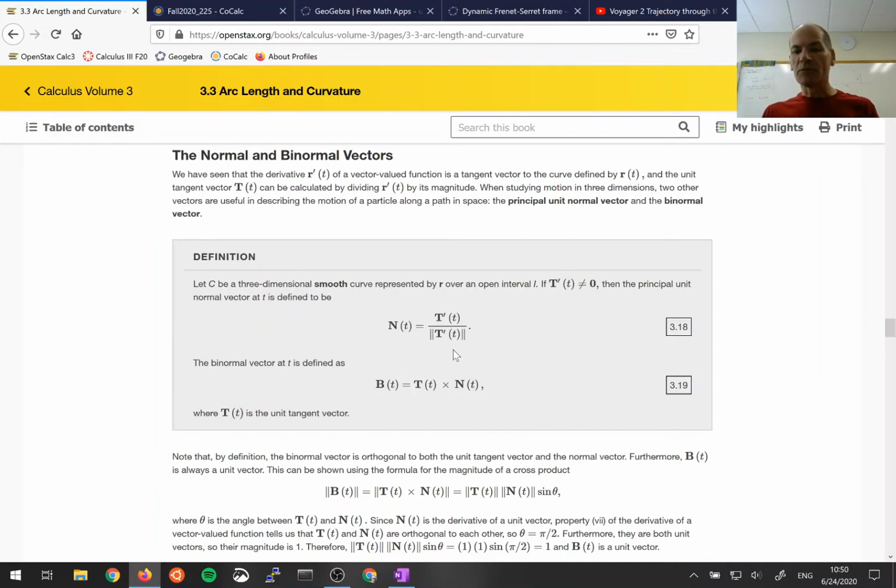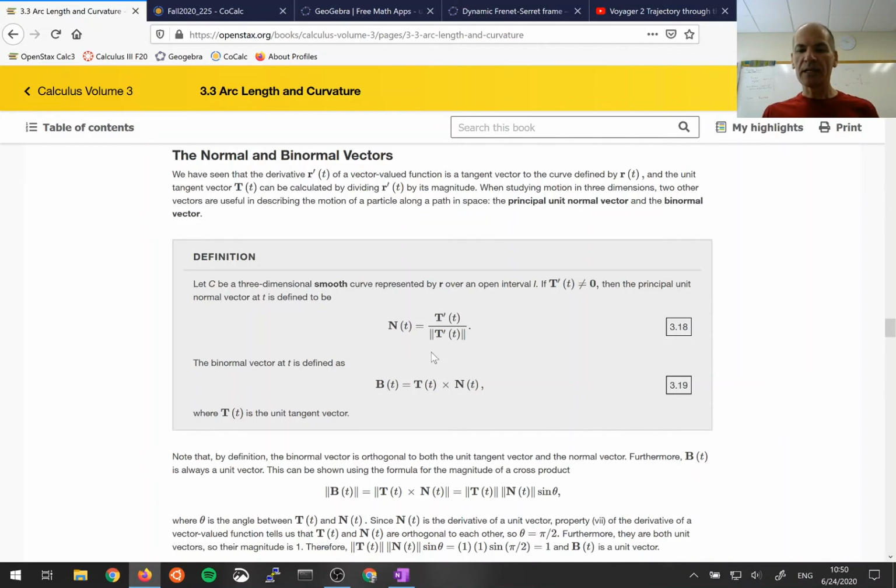And then the binormal vector is simply the cross product of T with N, the unit tangent with the unit normal vector. It's important that you know that the binormal vector is defined as T cross N, not N cross T. So remember that cross products are not commutative. You can't switch them. Or if you do, you're going to introduce a minus sign. So the binormal vector you have to memorize. It's T cross N, not N cross T. And the normal vector also memorize. It's T prime over the magnitude of T prime. This is a unit normal vector.